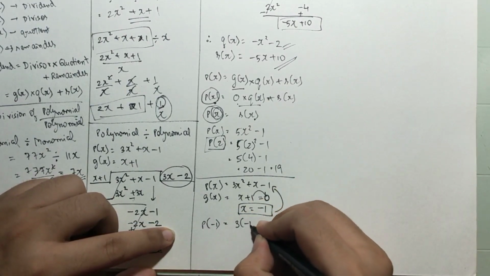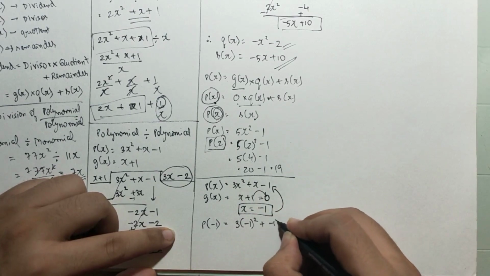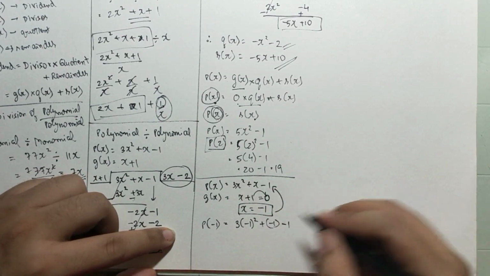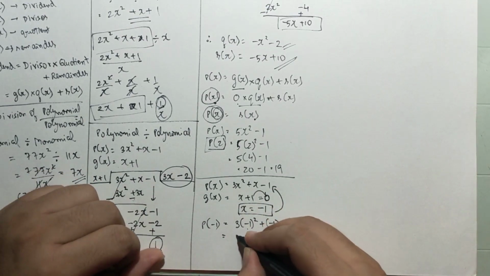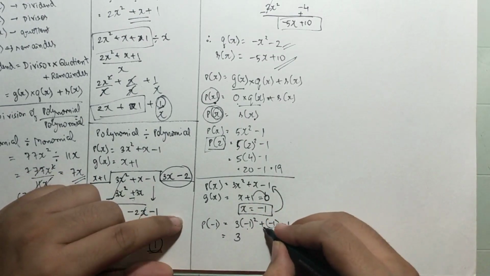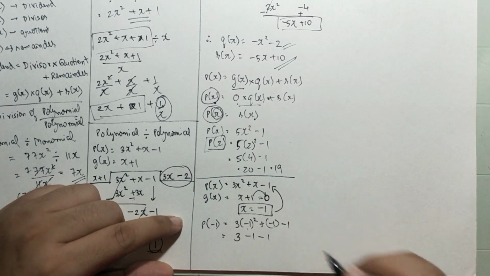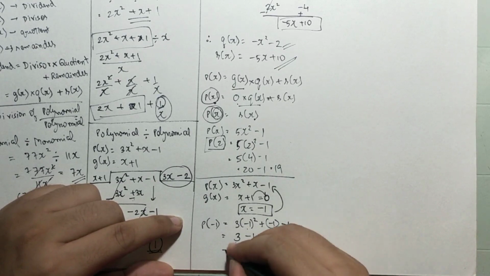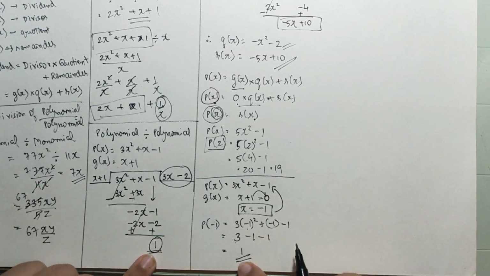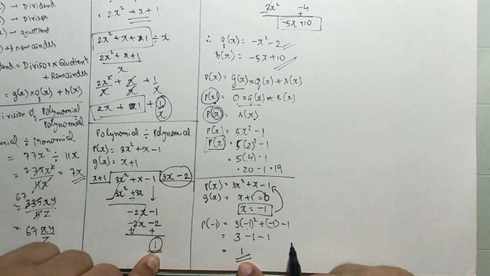So 3 multiplied by minus 1 square, plus minus 1, minus 1. What is minus 1 square? Minus 1 square is 1. 1 into 3 will become 3. Plus minus 1, minus 1, and there was a minus 1. 3 minus 1 is 2. 2 minus 1 is 1. Can you see the remainder in both ways we got the same?